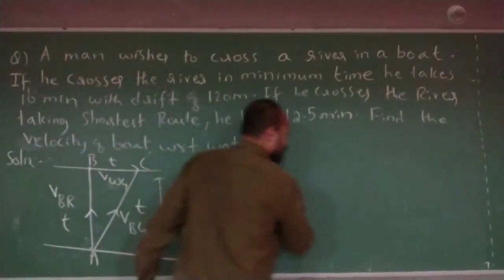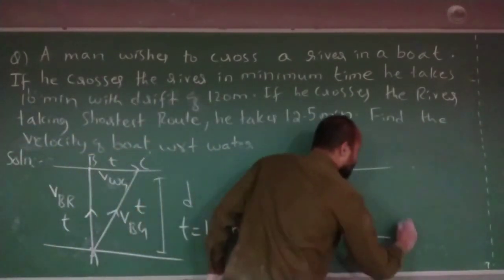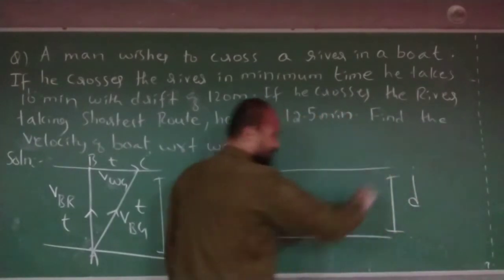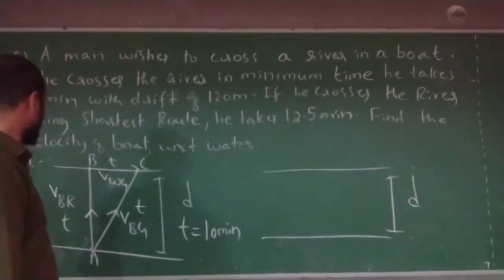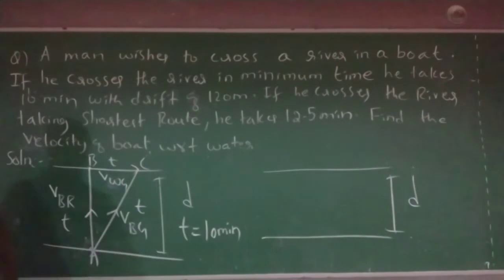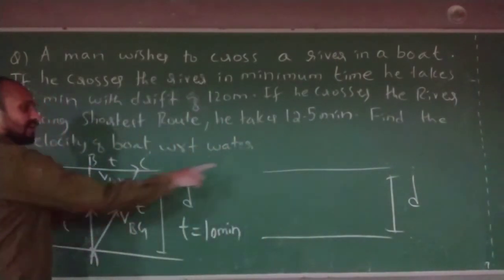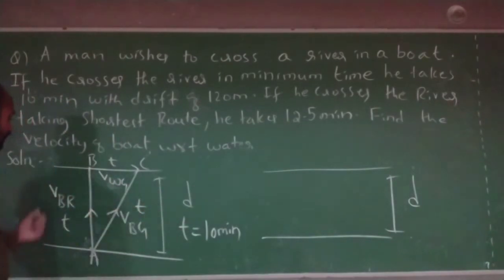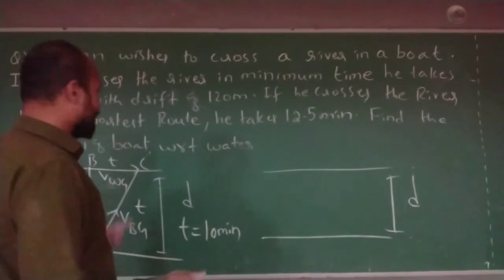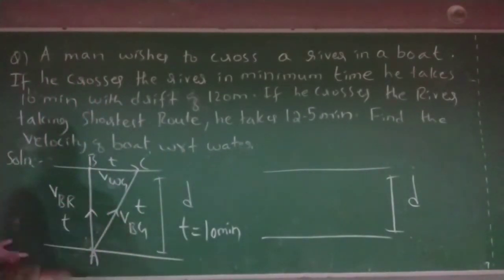This is first case. Second case, same river, d width. He will go in the same river. Velocity of river with respect to ground, water with respect to ground, will be same. Two common things in these cases: these will be same, width will be same. We need to find velocity of boat. It will be considered a constant because the boat is same.